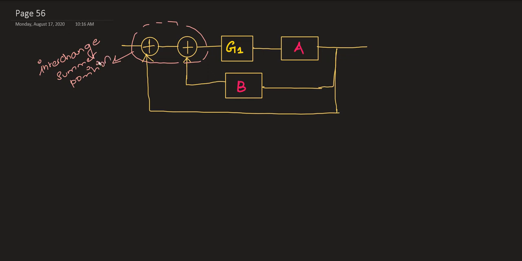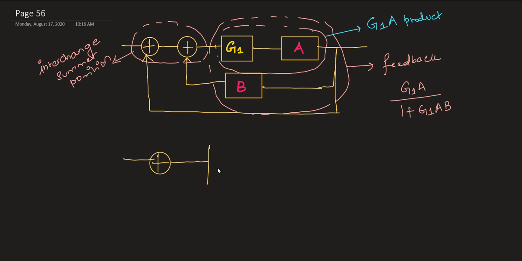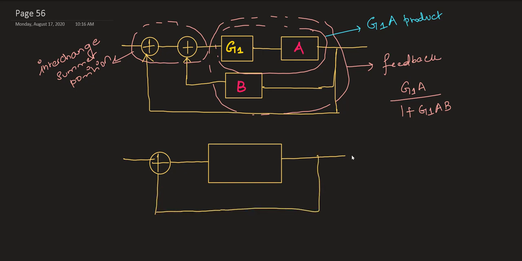So now I'm going to interchange these summation points, and I can do that with minimal effect on other things because the summations are already associative, commutative and distributive, and here there is no block between your summation, right? So between these two summers there is no other block, which means I am just changing the order of my addition, and that is not going to have any effect. I can do that without making any changes to the existing system of G1, A and B.